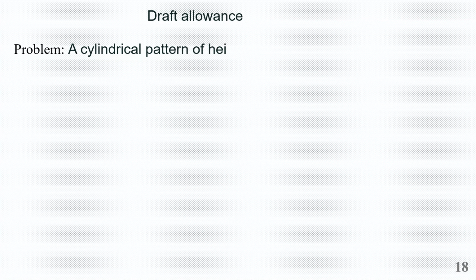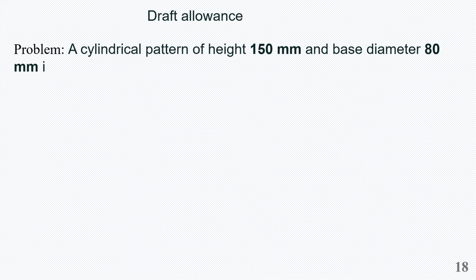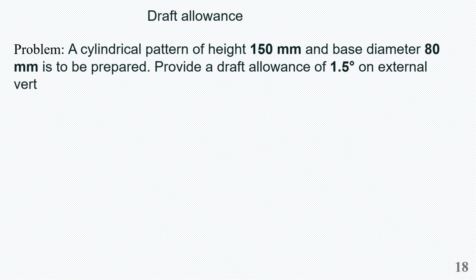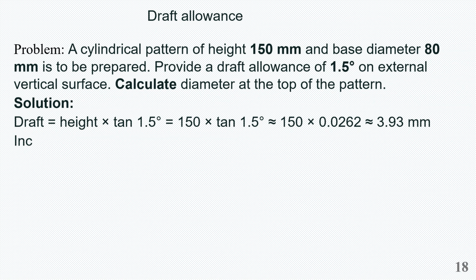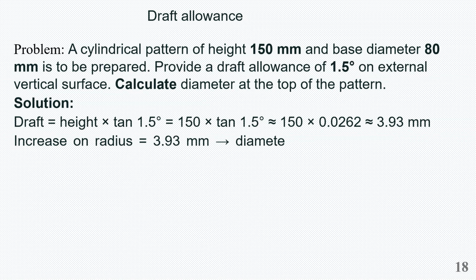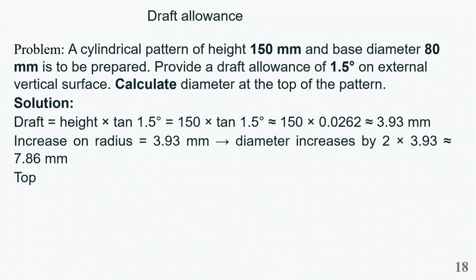Now let us see how we can calculate the draft if we consider the other dimensions. Based on that, this problem is given. A cylindrical pattern of height 150 mm and base diameter 80 mm is to be prepared. Provide a draft allowance of 1.5 degrees on the external vertical surface. Calculate the diameter at the top of the pattern. The solution is draft: height into tan of that angle, 1.5 degrees. You can obtain 3.93 mm. So the increase on the radius is 3.93 mm. The diameter increases by 7.86 mm. So the top diameter is 80 plus 7.86, 87.9 mm.